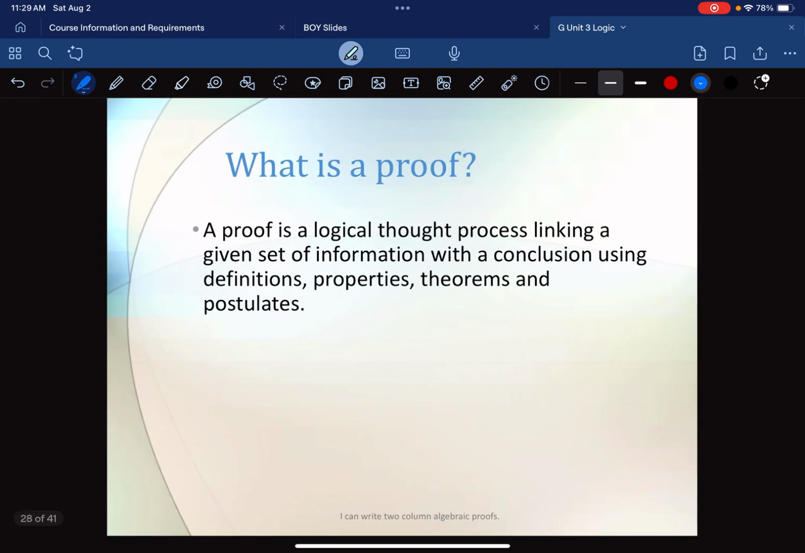So what is a proof? A proof is simply a logical process that's going to link a given set of information with some conclusion. And we've got to draw the links between those two things, the information and the conclusion, using definitions or properties or theorems or postulates. These are all things that we're going to develop in geometry, and we'll be using those to link together something given with something we're trying to conclude. That's going to be the whole key.